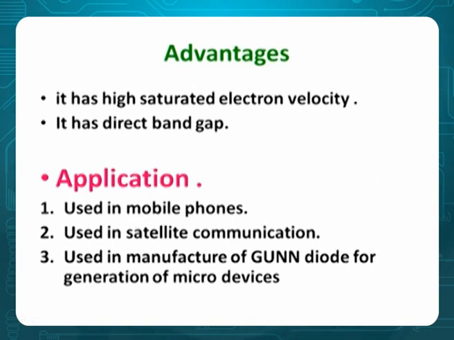Then advantages. What are the advantages we have in this Gunn diode? It has higher saturated electron velocity. It has a direct band gap. It's used in mobile phones, satellite communication, and in manufacturing of Gunn diodes for generation of microwave devices. So these are the Gunn diodes.